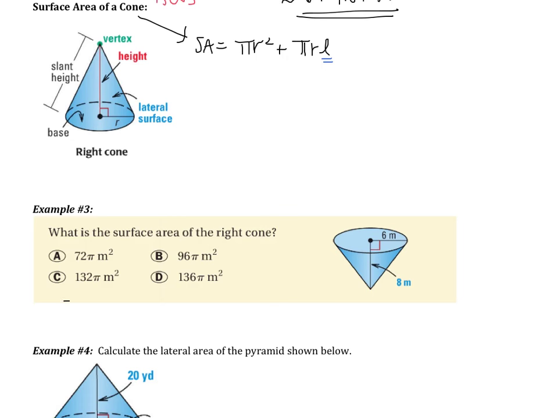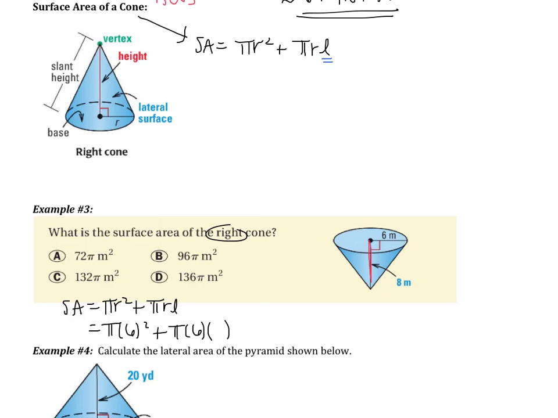Our surface area is going to be pi r squared add pi r L. So we're told that this is a right cone. That doesn't matter to us though. That's just extra information. Every cone has the same formula. So substituting in, I have pi times 6 squared plus pi times 6 times the slant height. Well, that's the tricky part.